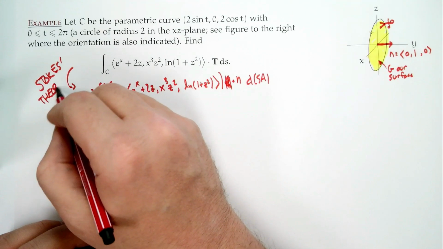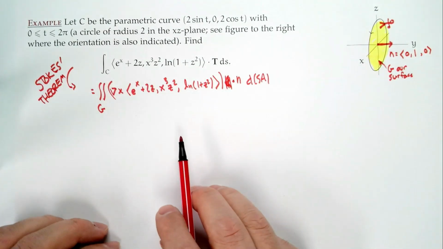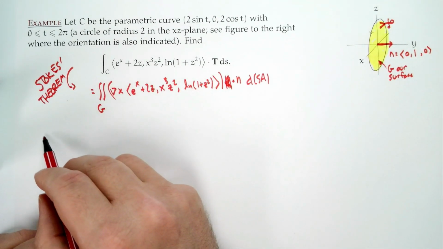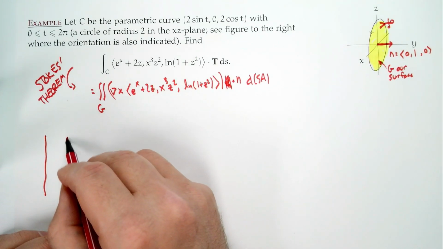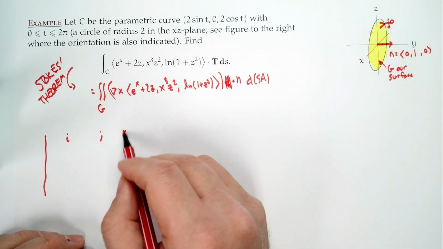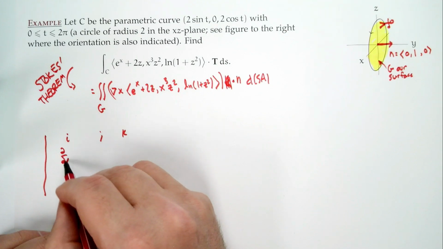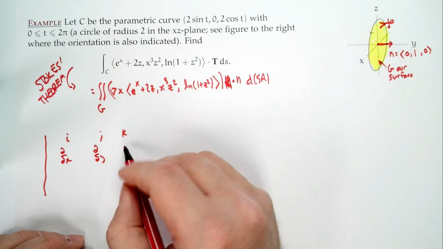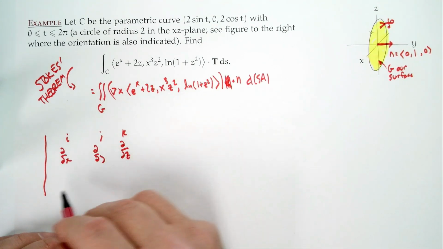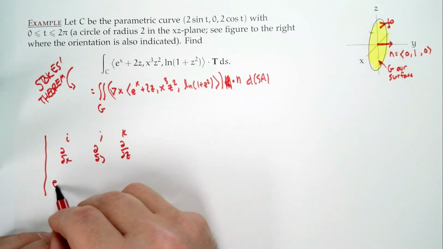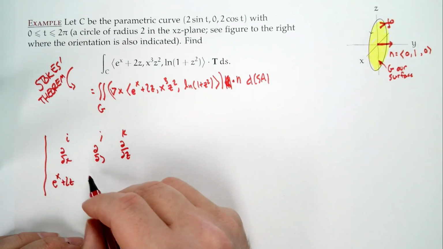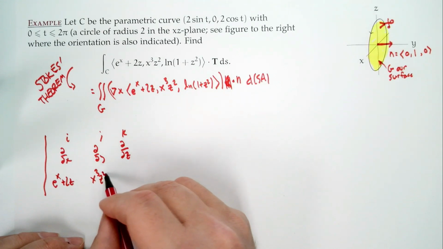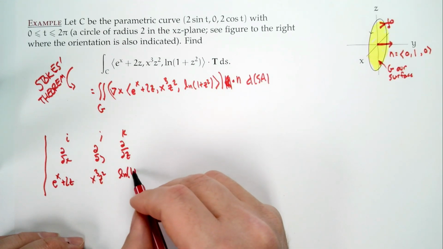Now, that means we've got to actually do a curl. Okay, so let's do our curl. And, all right, so we have our i, j, k, partial x, partial y, partial z, our e to the x plus 2z, our x cubed z squared, and our log of 1 plus z squared.